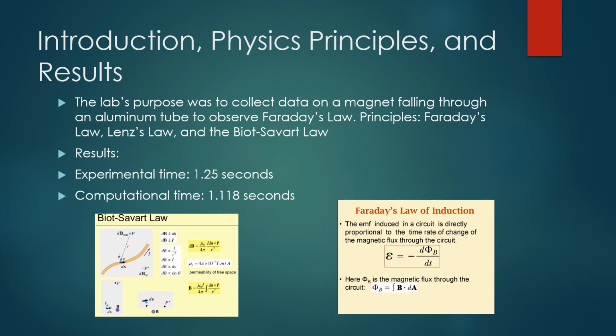The lab's purpose was to collect data on a magnet falling through an aluminum tube to observe Faraday's law. The main physics principles are Faraday's law, Lenz's law, and the Biot-Savart law. The results are that the experimental time was 1.25 seconds, and the computational time was 1.18 seconds. You can see both Faraday's law of induction on the right with the picture that I have, and on the left the Biot-Savart law.